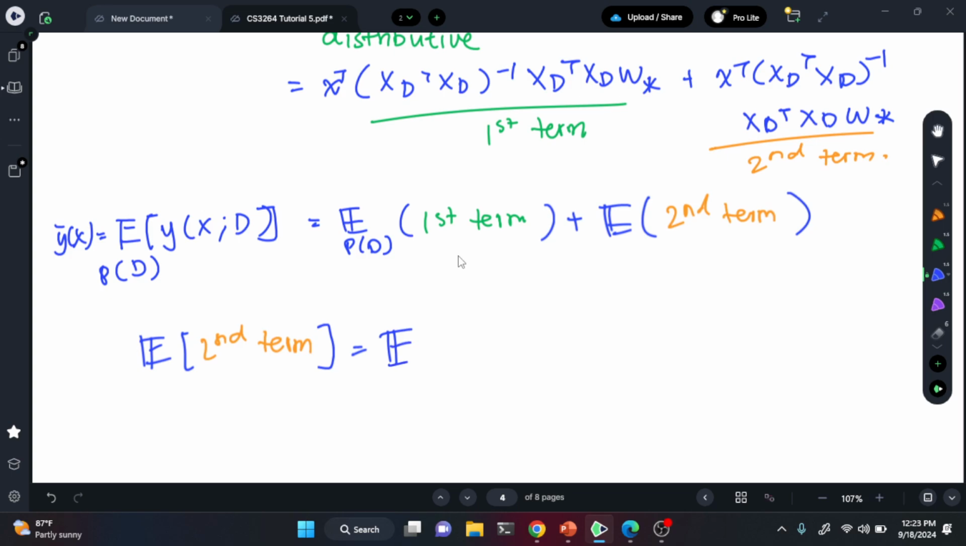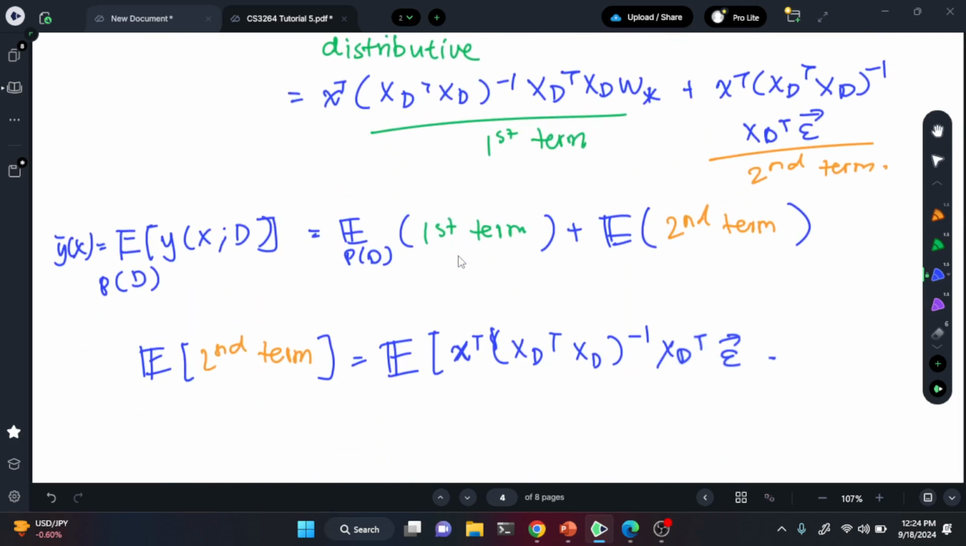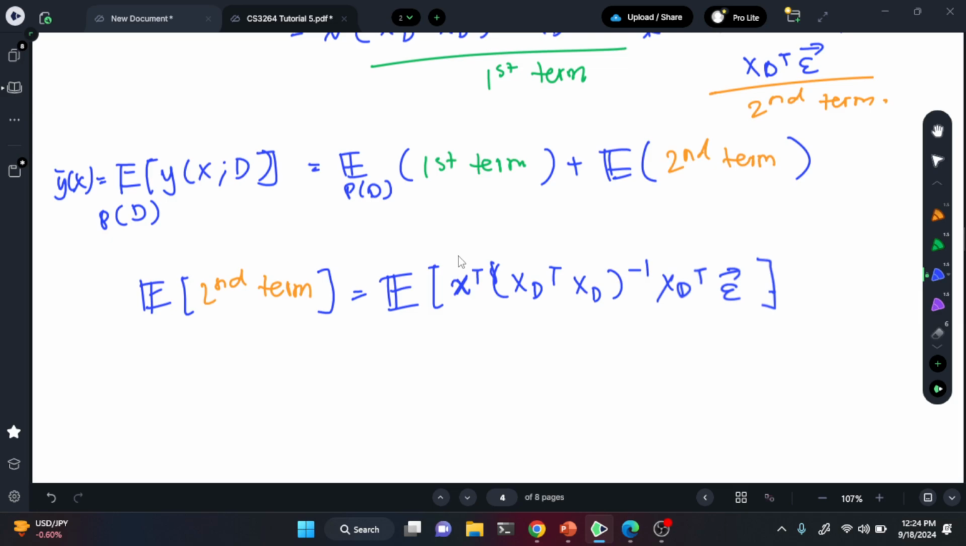This will just be the expectation of my small xt, capital XD transpose, capital XD inverse, XD transpose, and hey, this should be epsilon. There's an epsilon here. This will be XD transpose epsilon. Yeah, so this is the second term. How do I compute this expectation?